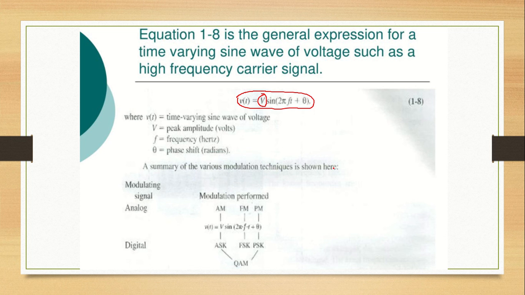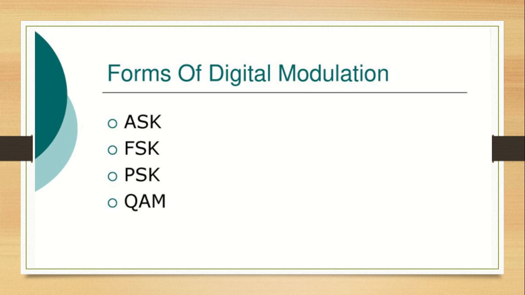A summary of various modulation techniques is shown here. We have the modulating signal, that is analog. So we have AM, FM, PM, where we have the general equation of the time-varying sine wave. Digitally we have ASK, FSK, and PSK. A means amplitude, S means shift, K is keying. So amplitude shift keying, frequency shift keying, phase shift keying, and we have here QAM, meaning quadrature amplitude modulation. Okay, so these are the forms of digital modulation: ASK, FSK, PSK, and QAM.